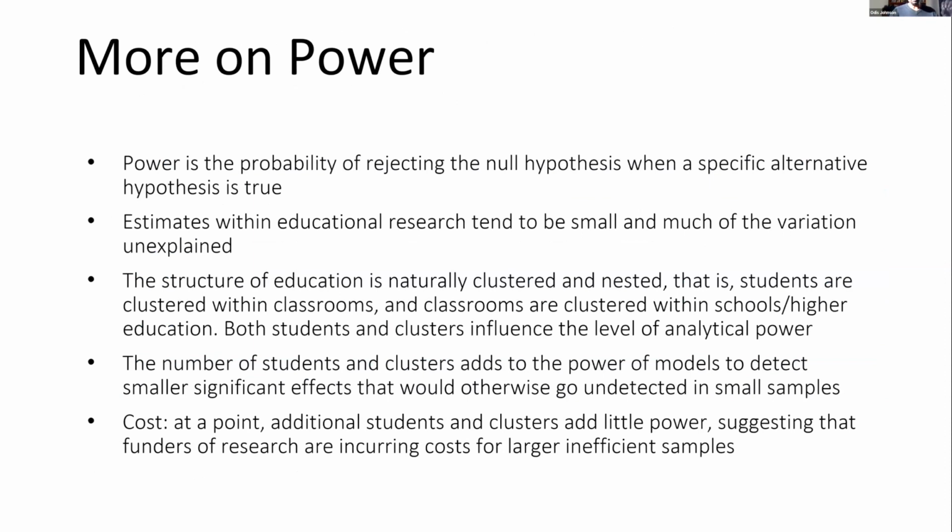And so let me just move more into the power part of this, because I think people need to get this. Power is the probability of rejecting the null hypothesis when a specific alternative hypothesis may be true. And in this case, we really run this risk within educational research because the effect sizes there tend to be smaller than other social domains. And then education is naturally clustered. You know, there are kids within classrooms that are within schools, within neighborhoods, all that sort of thing.